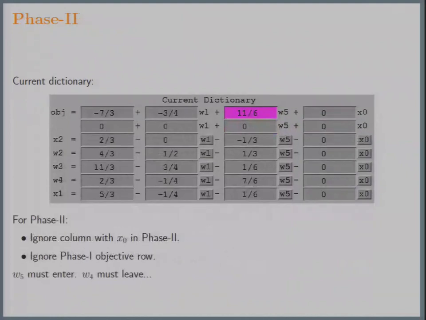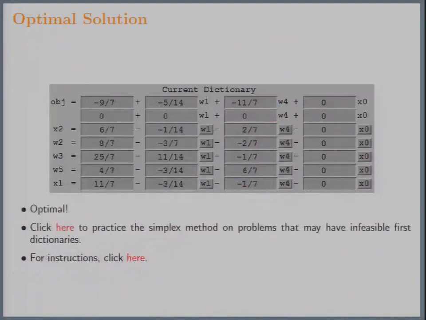Which one is it? I don't remember. Well, we could figure it out easily enough. That can go up 4. That can go up 5.5. That can go whatever. W4 is the one that hits 0 first. And so we pivot with W4 as the leaving variable, W5 as the entering variable, and we get to a dictionary that looks like this.